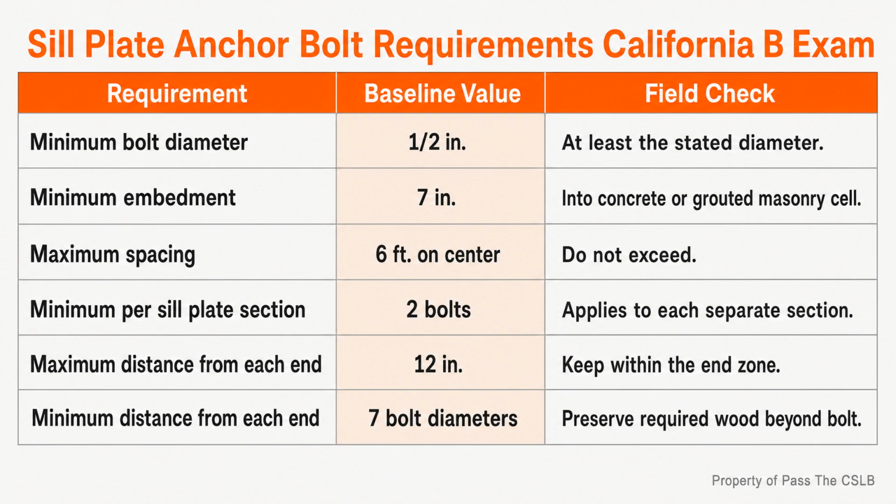The same discipline applies to spacing. 6 feet on center is a maximum, not a target that allows an extra inch for convenience. The 2 bolt minimum applies to each separate plate section, so a short cutoff does not automatically qualify for 1 bolt. Embedment is also a real installation condition, not merely the length of thread visible above the plate. I verify the anchor installation before concrete placement, when possible, then verify the actual sill connection during framing.